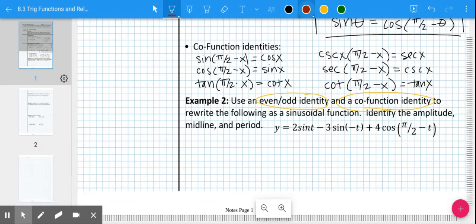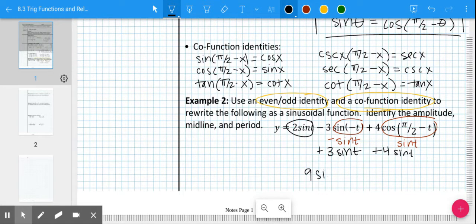And what should have happened in this problem is your sine of negative t became a negative sine of t, and then your cosine of pi over 2 minus t, using the identities above, became a sine of t. So you ended up with 2 sine of t plus 3 sine of t, and then plus 4 sine of t. So altogether, the function at the end becomes 9 times sine of t.